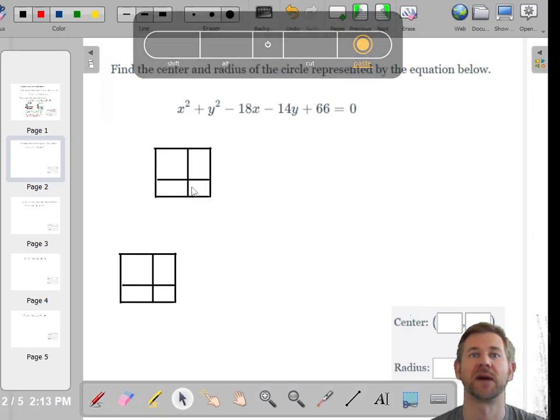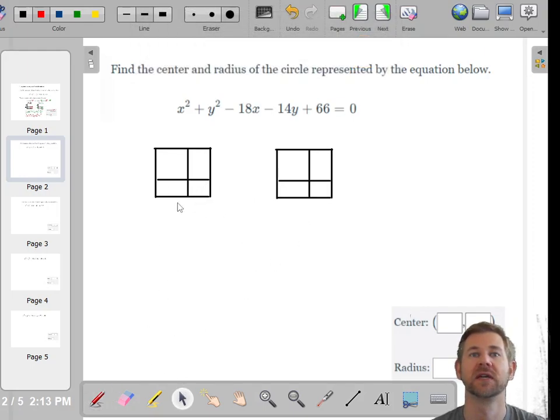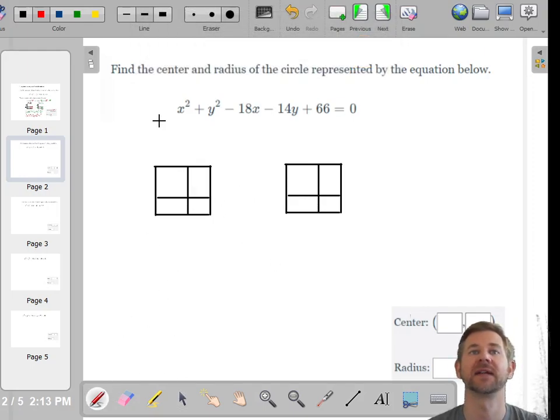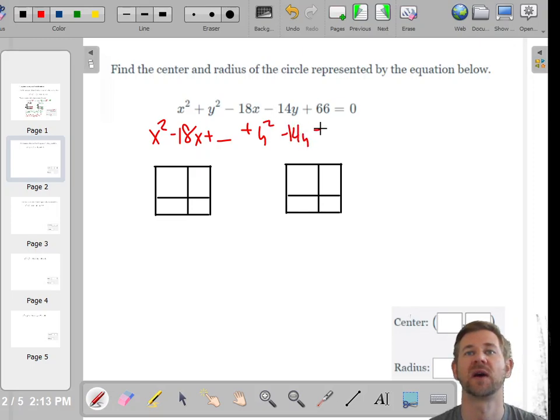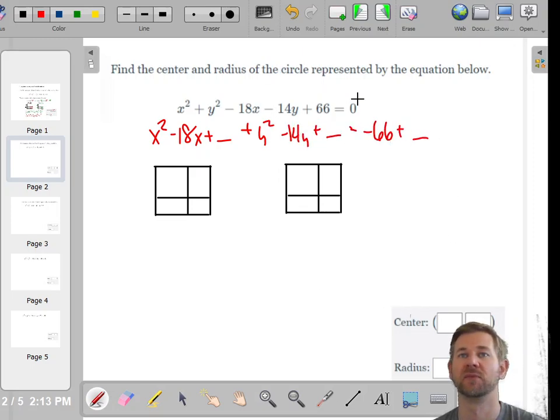So I need a couple of these little boxes. I think it really helps to draw this. Let's move everything I care about to one side: x squared minus 18x, and then y squared minus 14y. And on the right side, I have negative 66 plus something. So I move that negative 66 over by subtraction.